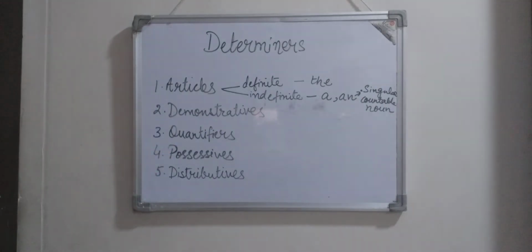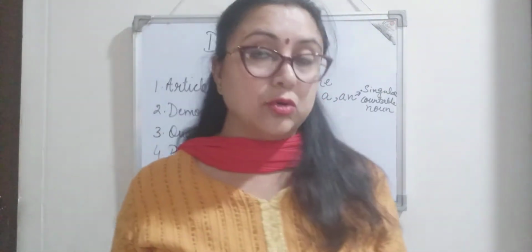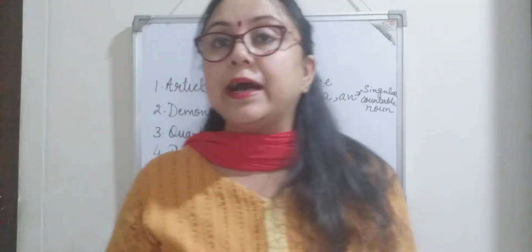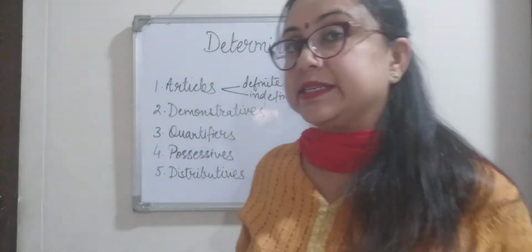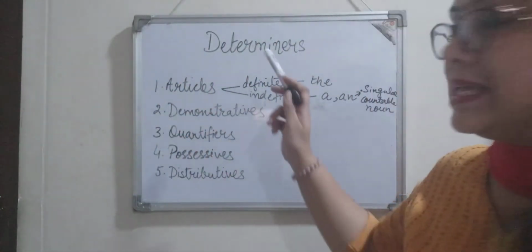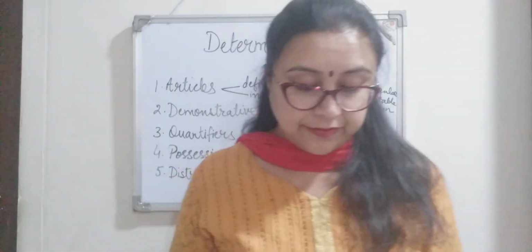Next, demonstratives. So what are demonstratives? The words like this, that, these, those, such, which point out towards a specific noun. These are the demonstrative words and they act as determiners. What do they do? They point out. Fine.